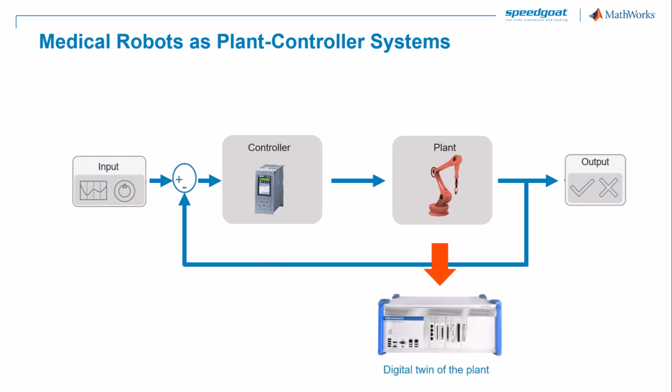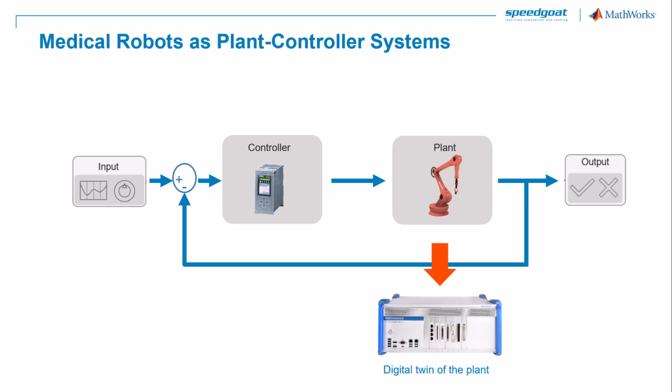In a later step, you want to test your embedded controller extensively in a variety of realistic scenarios. You can do this by connecting it to the Speedgoat target machine, which now works as a hardware-in-the-loop simulator that runs a digital twin of the plant.